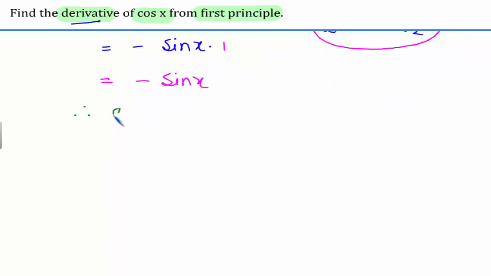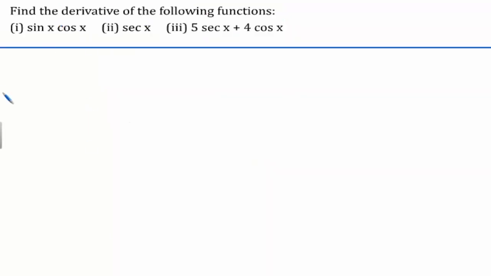In this question, we have to find the derivative of the following functions. Let's begin with the solution. And first let us find the derivative of sin x into cos x. Defining this function by f of x.